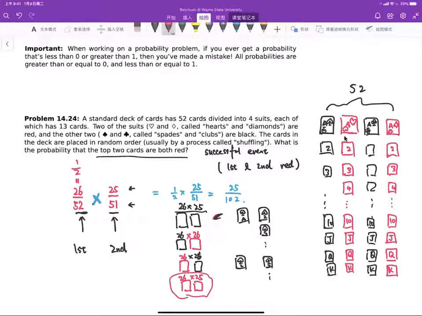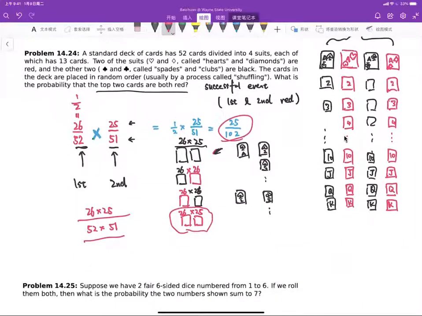Then what's the denominator? The denominator is 52 times 51, right? Basically we just randomly pick 2 cards from a deck of cards. For the first pick, you have 52 choices. For the second pick, you have 51 choices. So that's the denominator. Then you can see that you will get exactly the same result. That's also 25 over 102. All right, any questions so far?